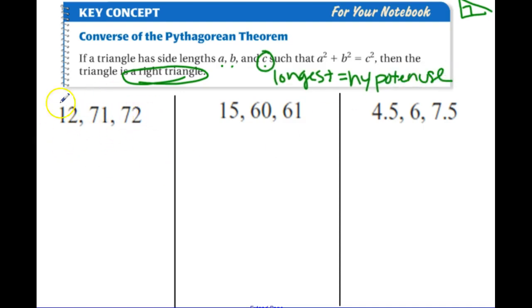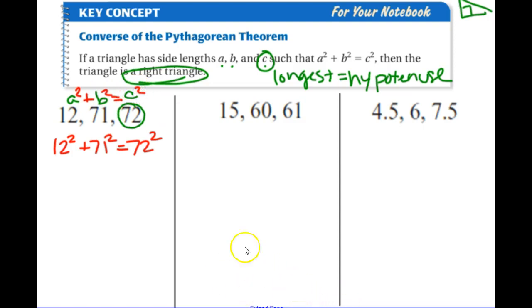So of these 3 side lengths, these are all side lengths, 72 is the largest, so I know that's c. These ones are a and b, doesn't matter which one's which. So if we plug this into a squared plus b squared equals c squared, we have 12 squared plus 71 squared equal to 72 squared. This is in the form a squared plus b squared equals c squared. So let's just see, does it work out?